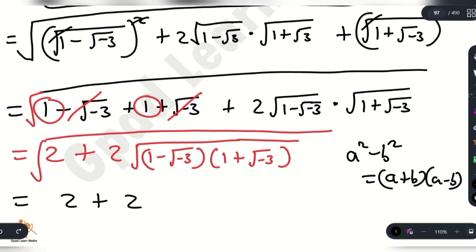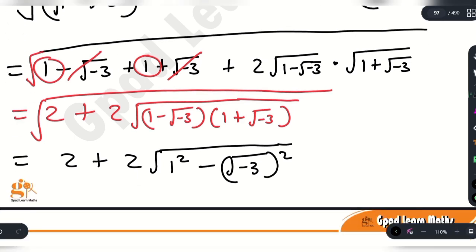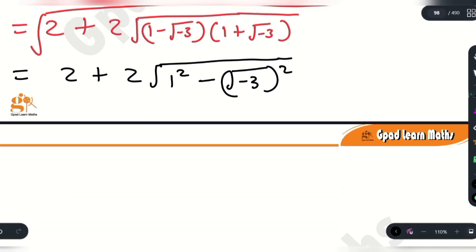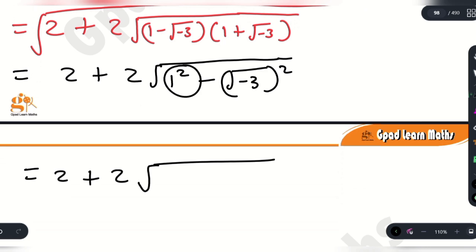So let's do it here. It's going to be the square root of 1 squared, see, a squared, right? Then minus the square root of negative 3, all squared. See that? So this will be equal to 2 plus 2, the square root of 1 squared is 1, minus.